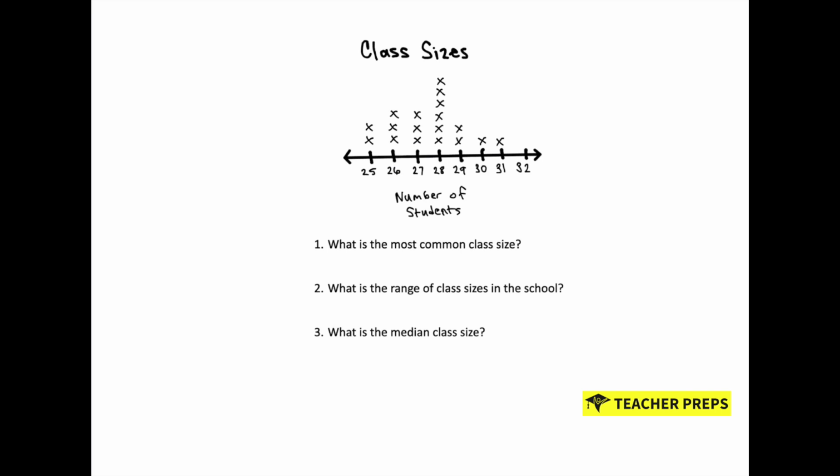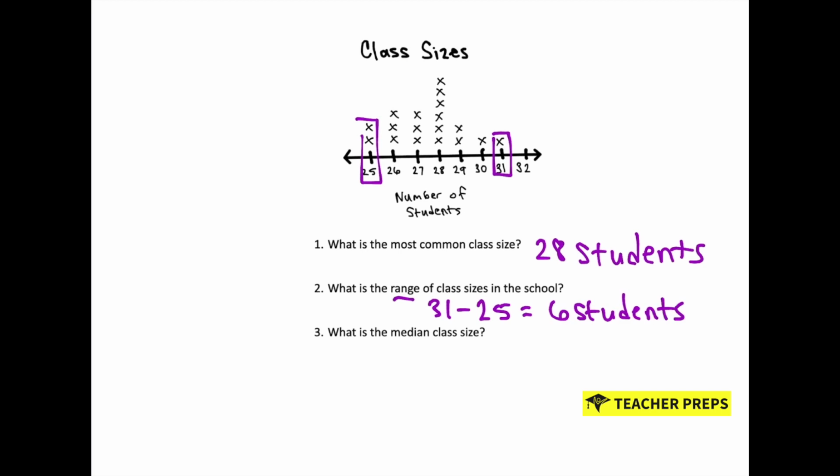What is the most common class size? As you can see on the line graph, 28 has the most x's. So therefore, the most common class size is 28 students. The next question asks about range. Range is the largest minus the smallest. Our largest class size is 31, and our smallest class size is 25. So our range is 6 students.